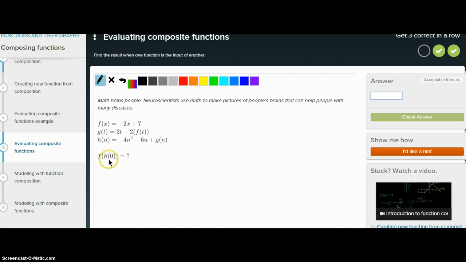Okay, so this next one here, we're going to start with h of 0 because we're going to do the inner function first. That's usually easiest for me. So we'll have h of 0 equals negative 4 times 0 squared minus 6 times 0 plus g of n.